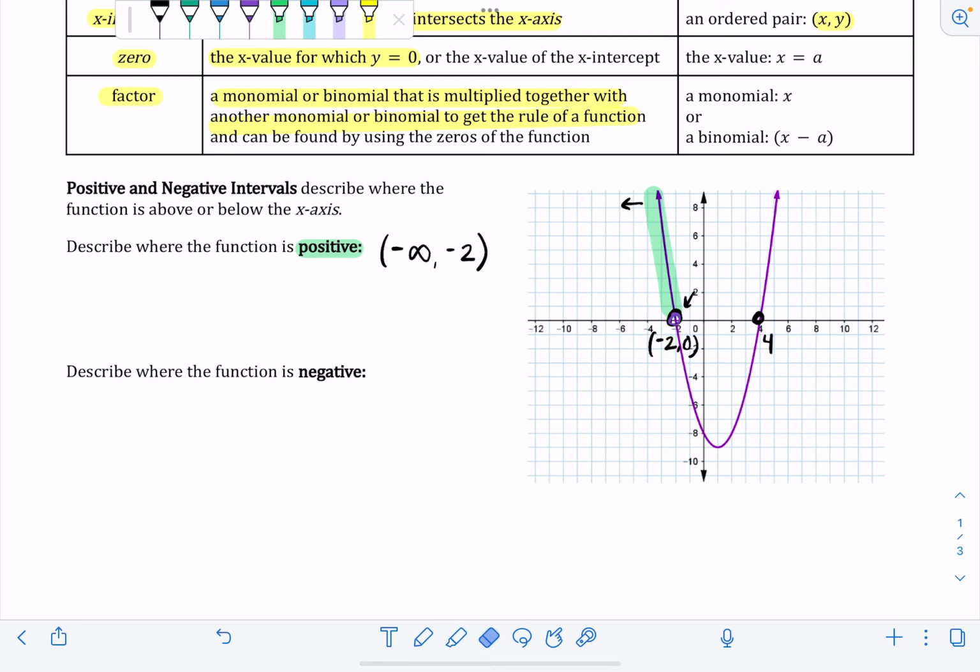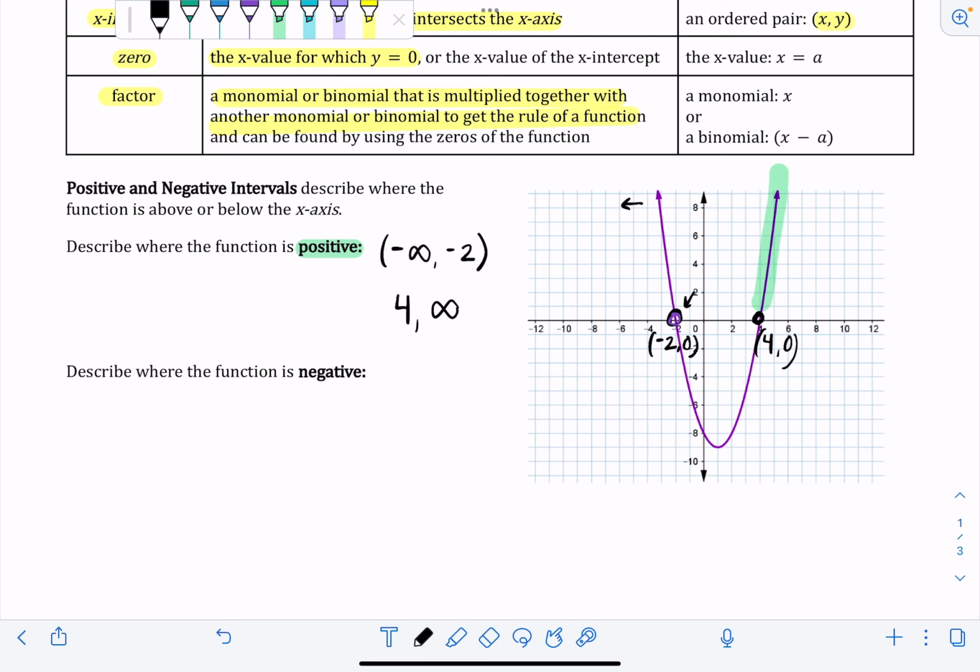And then we still have to describe this portion over here as well. So this is the point (4, 0). If we're describing that, it starts when it first becomes positive again. So it's negative, negative, negative, positive. It starts at 4. And then it's going to continuously be positive. It's not going to turn back around. So from 4 to positive infinity is when the graph is positive as well. So between those two separate intervals, the graph is above the x-axis and it's positive.